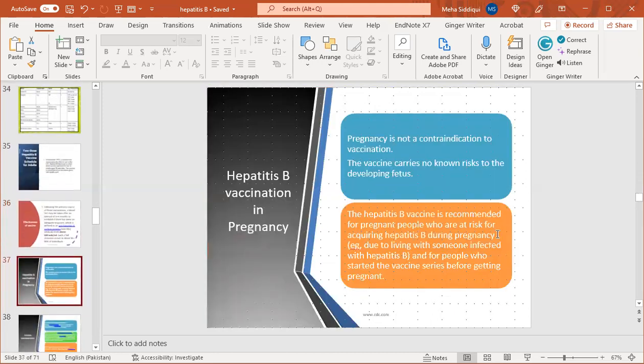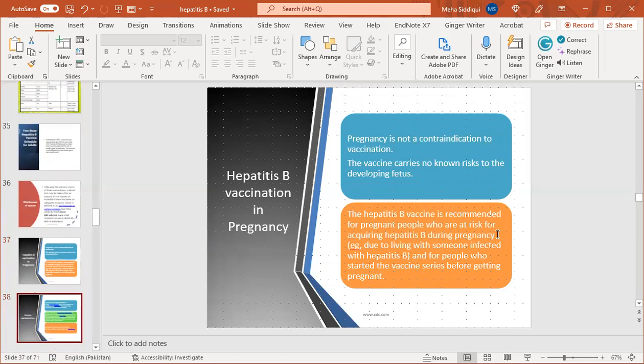Hepatitis B vaccination in pregnancy. Pregnancy is not a contraindication to vaccination. The vaccine carries no known risk to the developing fetus. The hepatitis B vaccine is recommended for pregnant people who are at risk for acquiring hepatitis B during pregnancy, for example, due to living with people infected with hepatitis B, and for people who started the vaccine series before getting pregnant.